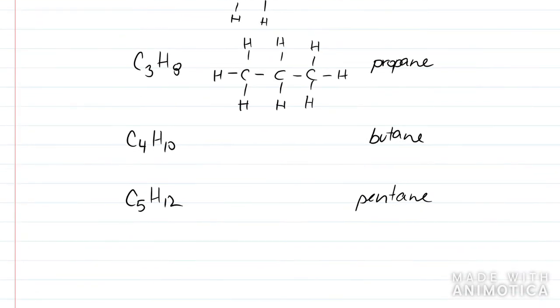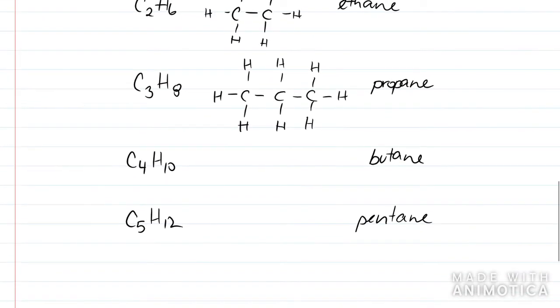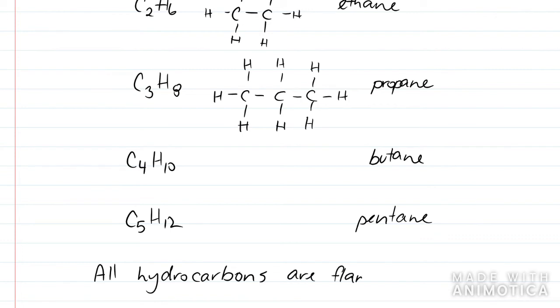When we get into the next type, we are going to be looking at alcohols, and you'll find that the naming system is actually quite similar. So all hydrocarbons are flammable. As you can probably notice, ethane and propane and butane even are things that we commonly see. And most of them are liquids at room temperature.